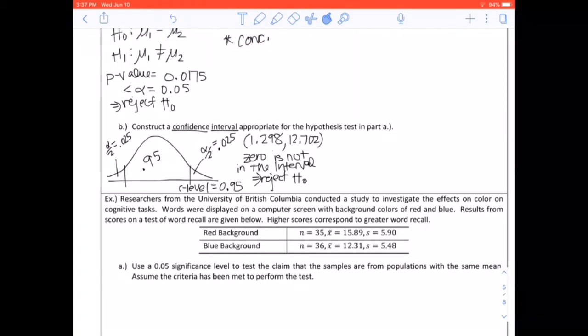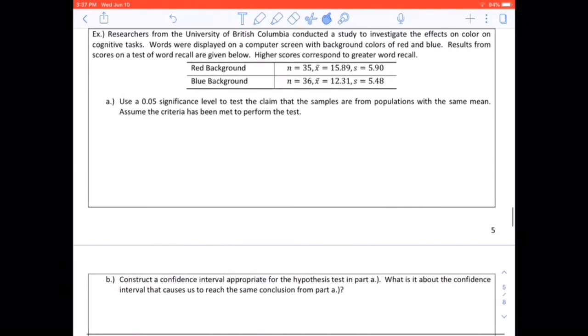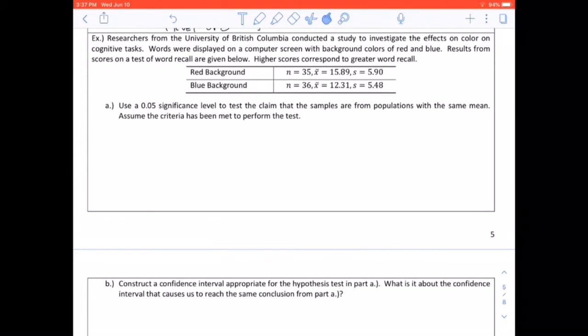The next example, it's a little bit more of a word problem here. This one says that researchers from the University of British Columbia conducted a study to investigate the effects of color on cognitive tasks. Words were displayed on computer screens with a background color of red and blue. Results from the scores on a test of word recall are given below. Higher scores correspond to greater word recall.